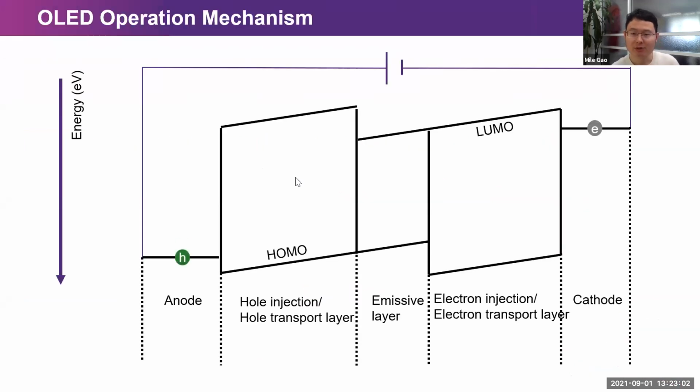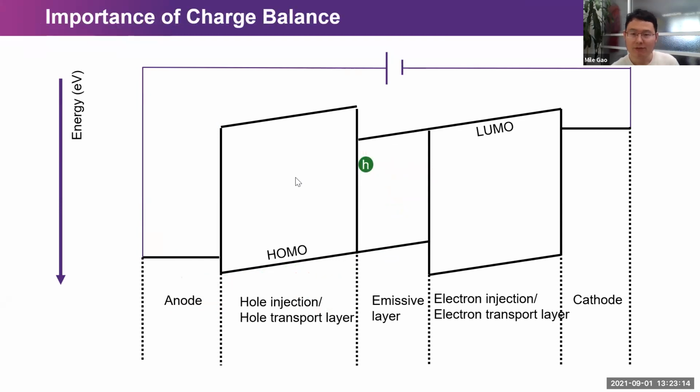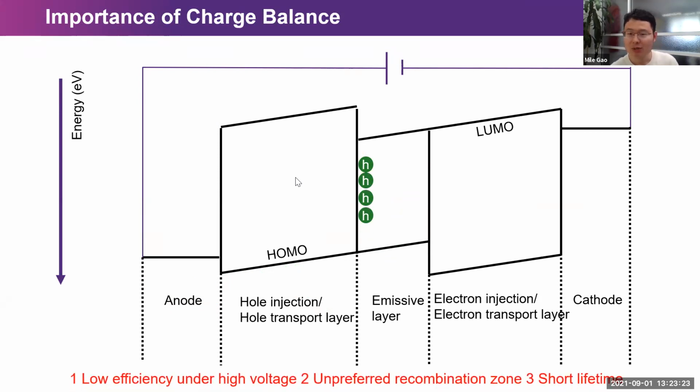First, a little background about how a typical OLED operates. We have charge injection, then transport and recombination to radiate light. But if the charge transport for holes and electrons is not balanced, say if we have excessive holes, they will accumulate, leading to lower efficiency, unpreferred recombination zone, and short device lifetimes.